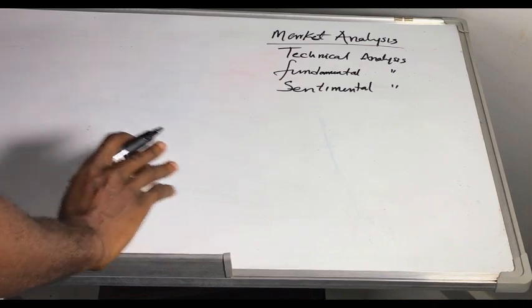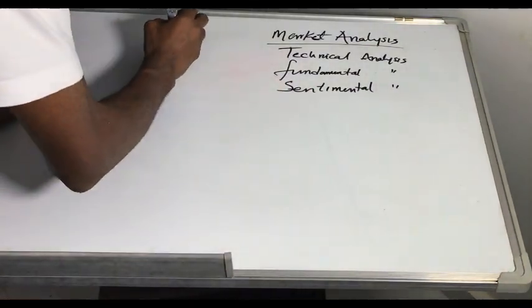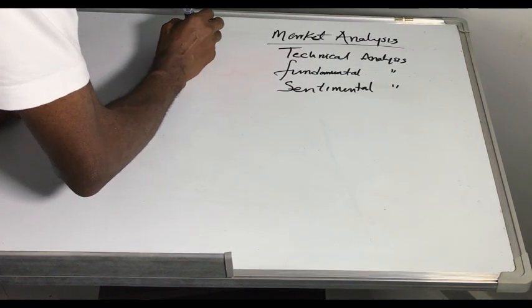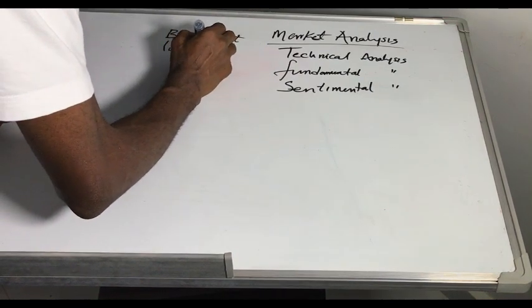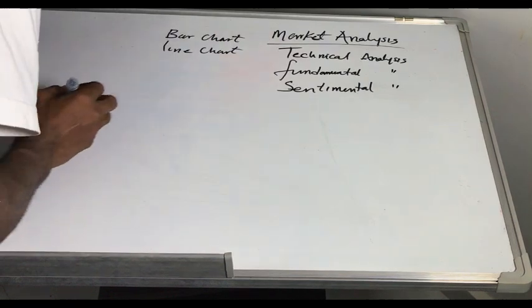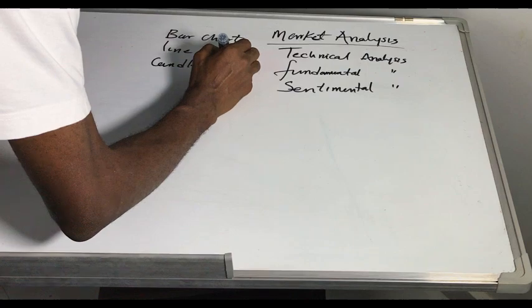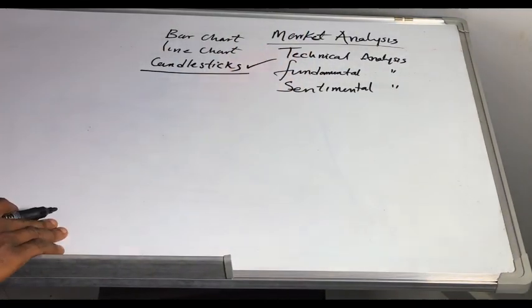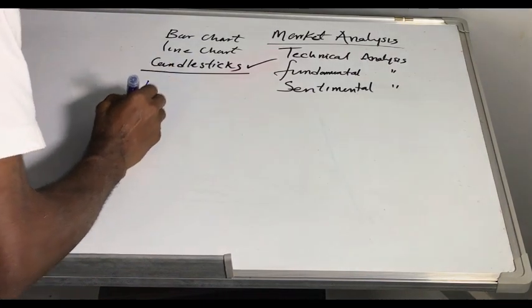And I told you in technical analysis we have the bar charts. Then we have the line charts. Then we also have the candlesticks. And for the purpose of this class, our focus will be on the candlesticks. And then I said this is how the candle looks like. A candlestick looks like this.